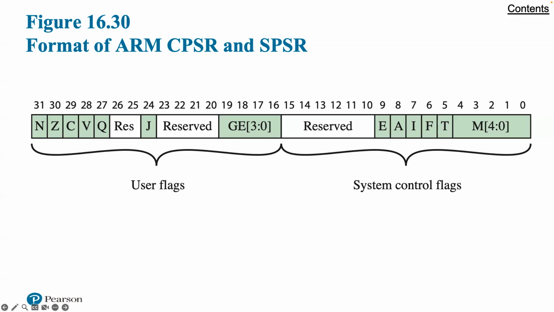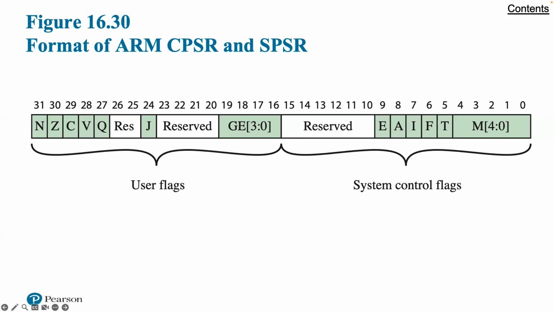Next, we have the interrupt disable bits. The A bit disables imprecise data aborts when set. The I bit disables IRQ interrupts when set, and the F bit disables the FIQ interrupts when set. The T bit indicates whether instructions should be interpreted as normal ARM instructions or Thumb instructions.